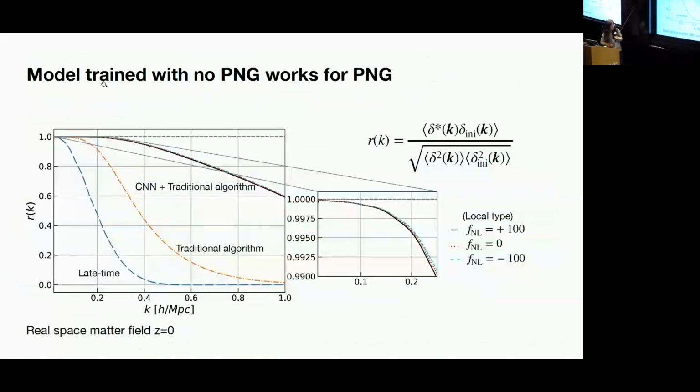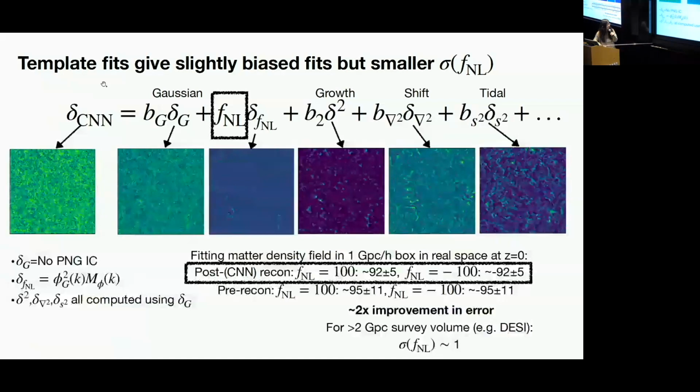In terms of cross-correlation coefficient with the initial conditions, we can see that this hybrid method performs significantly better. I train a model with simulations without PNG and then apply that model to simulations with PNG. And that still works very well. Here are simulations with PNG that have local type of FNL plus 100 and minus 100. And so we have a reconstructed density field, and then we can go on to constrain primordial non-Gaussianity.